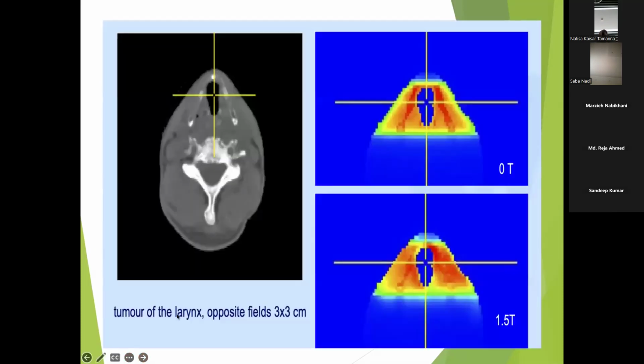So there's a symbolic picture for this tumor of the larynx, where we can see that in the non-magnetic field case, such as conventional linacs, it has a very homogeneous hotspot. But in the case of this 1.5 Tesla magnetic field, we can see the hotspot is somehow disturbed, or we can say not equally distributed.